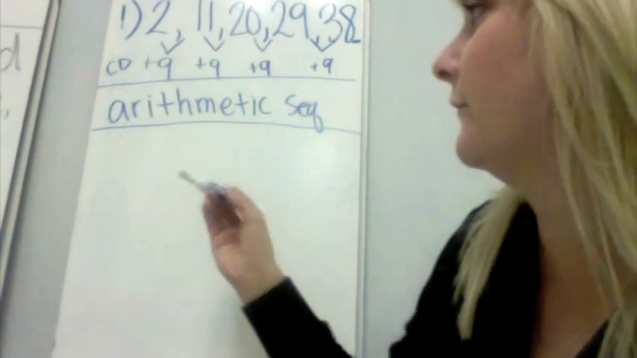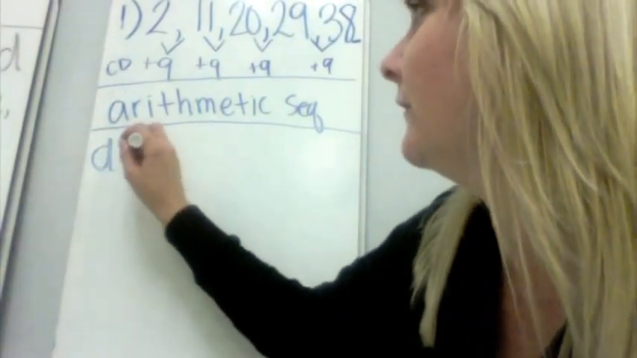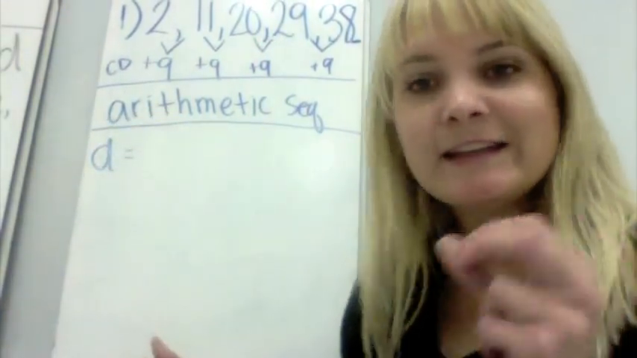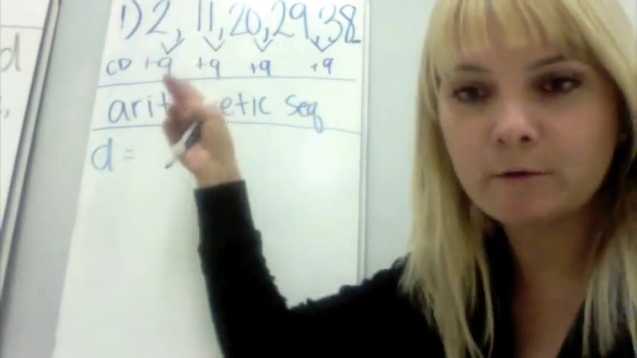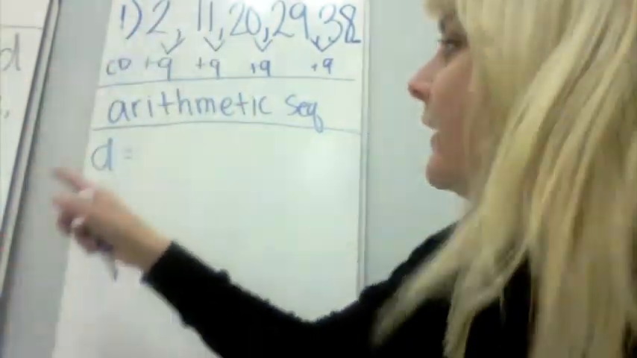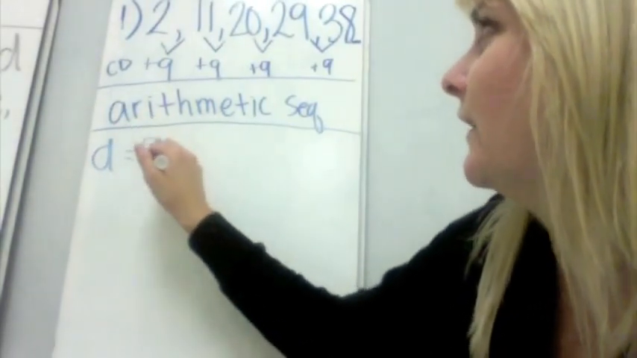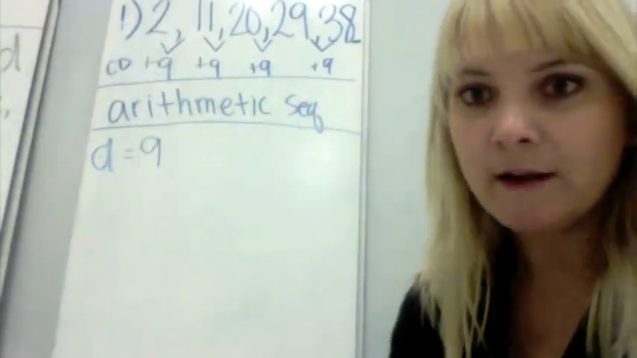And since we have an arithmetic sequence, we have a common difference, or a d value, and that d value is our second term minus our first term, or any sequential term minus the term before it. So our common difference here is positive 9, since 11 minus 2 is 9.